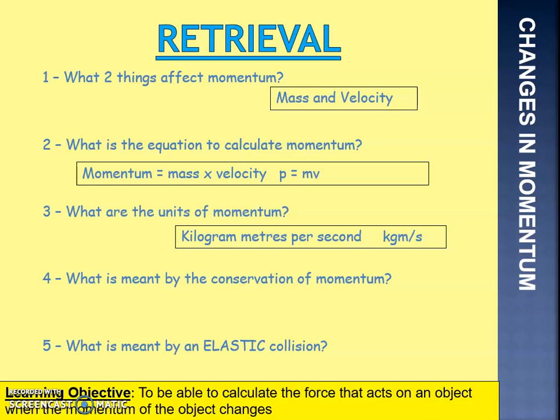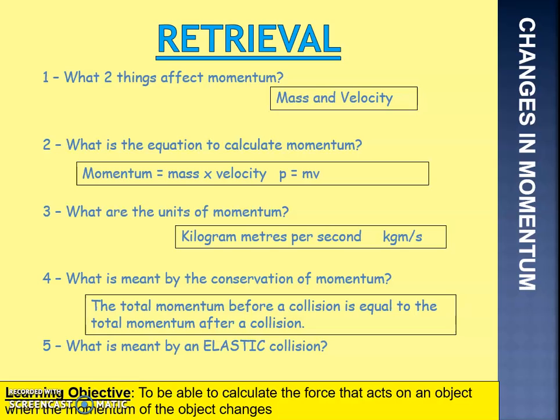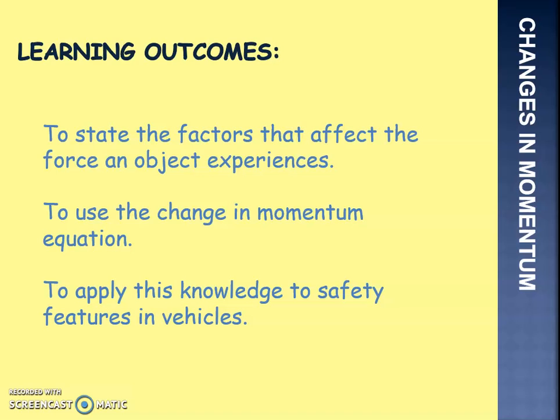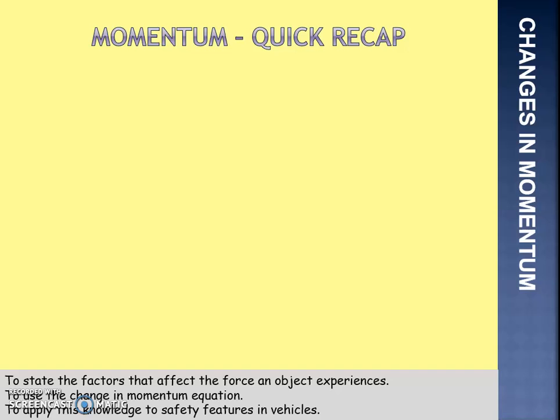What's meant by the conservation of momentum? The total momentum before a collision happens is equal to the total momentum after the collision has occurred. And what's meant by an elastic collision? A collision where there is no net loss of energy that takes place in an environment where energy can't be lost. Okay, our learning outcomes today are to state the factors that affect the force an object experiences, to use the change in momentum equation, and to apply this knowledge to safety features in vehicles.